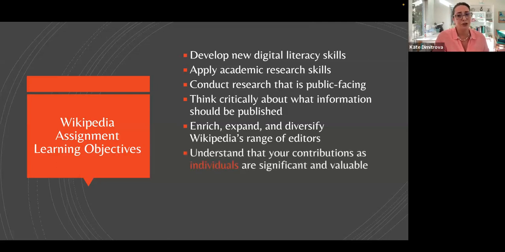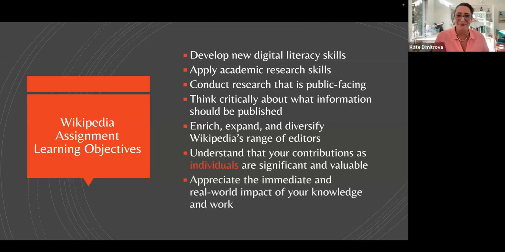Understand that your contributions as individuals are significant and valuable. That's students. That's really, it's deep. And appreciate the immediate and real world impact of your knowledge and work. That, like I said, is really an amazing moment at the end of the semester when they really realize what they've done. So that's my thought for you on that.